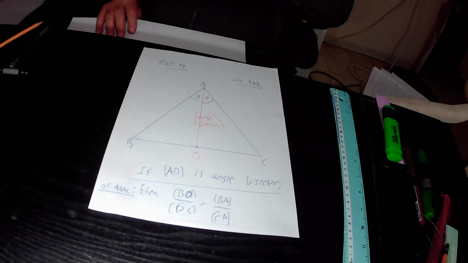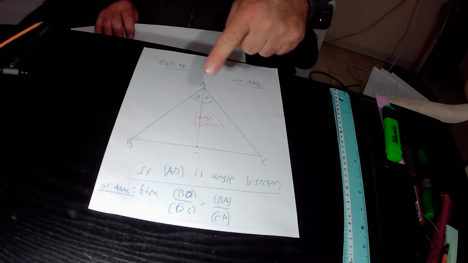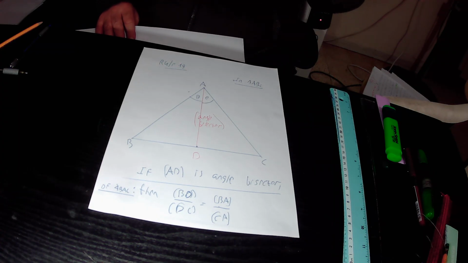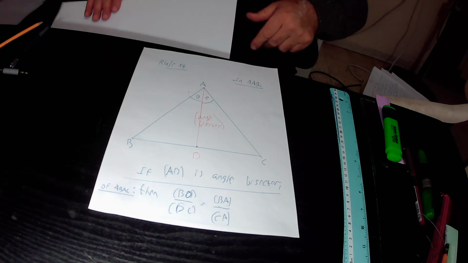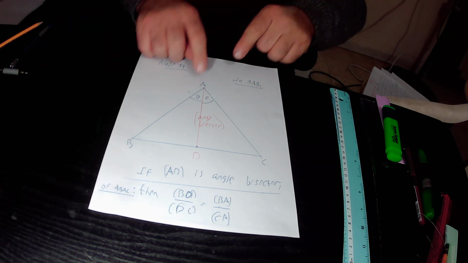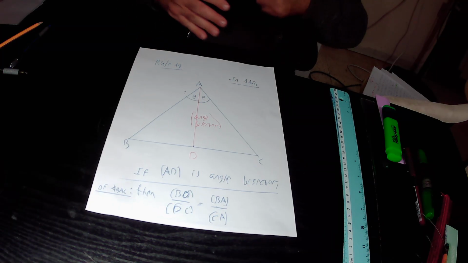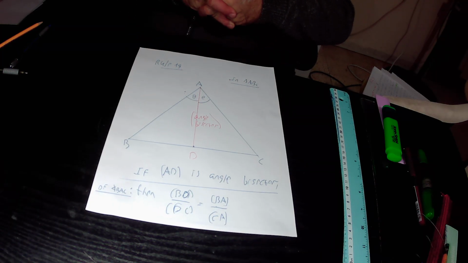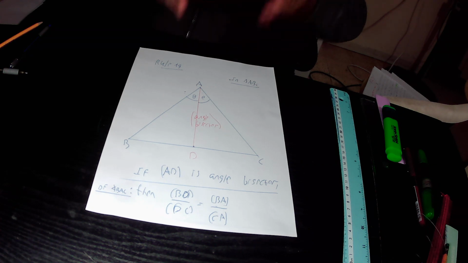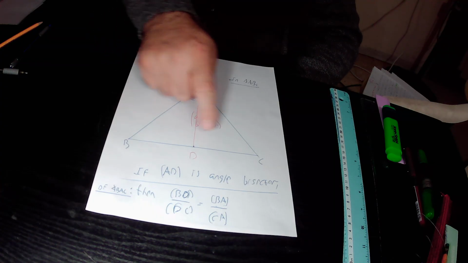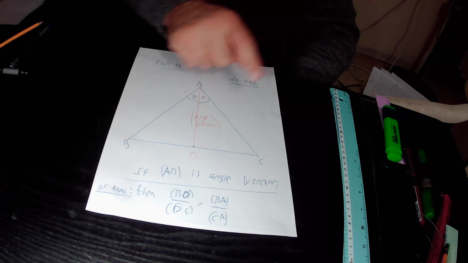According to the angle bisector theorem, if we know that AD is the angle bisector of this triangle ABC, that could be any triangle, it means that it bisects angle BAC into two halves, each half equals theta. Then the angle bisector AD divides the sides of this triangle ABC proportionally. That is to say, BD over DC equals AB over AC.